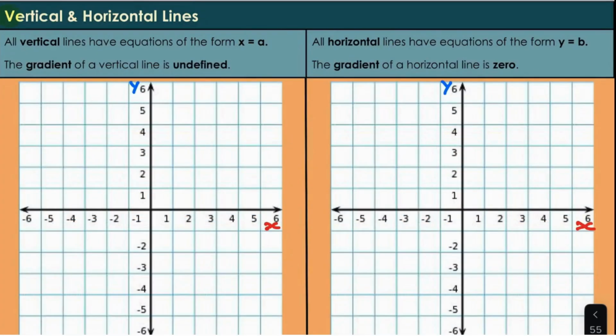Today we look at vertical and horizontal lines. First point, all vertical lines have equations of the form x equals a. The gradient of a vertical line is undefined. Let's take a look at this.